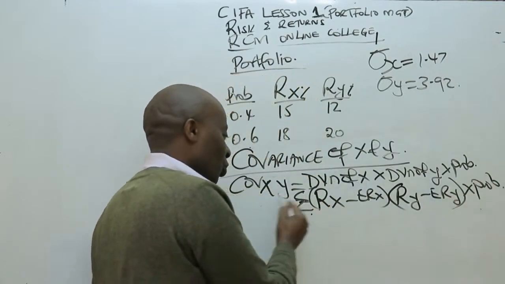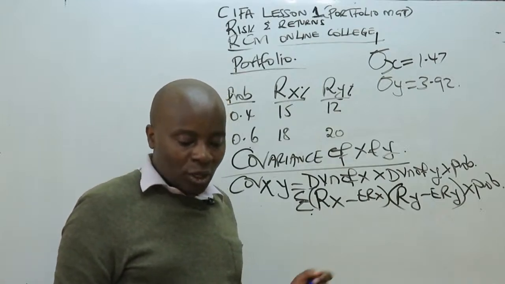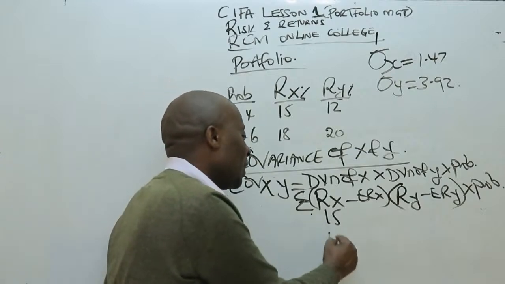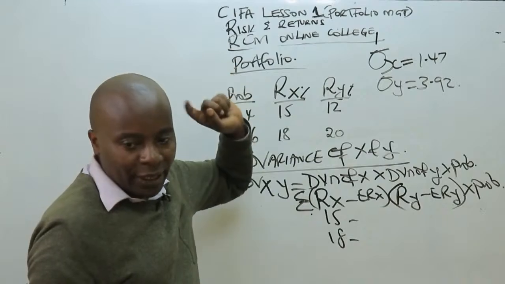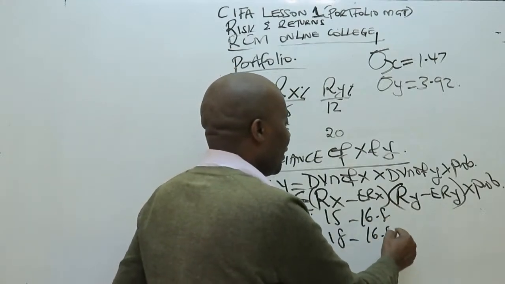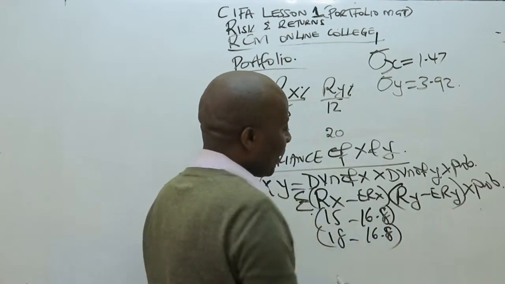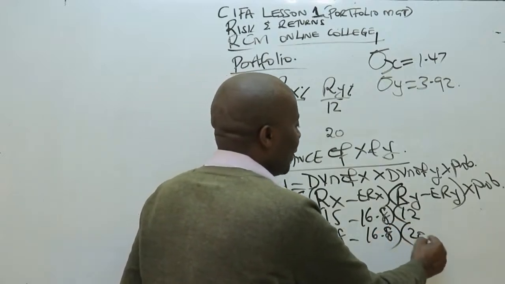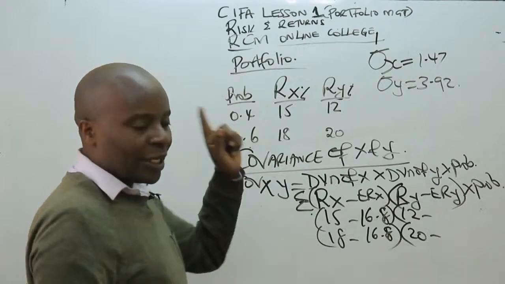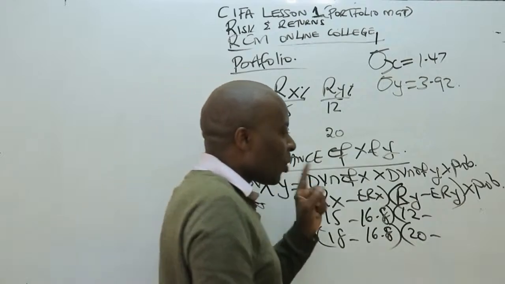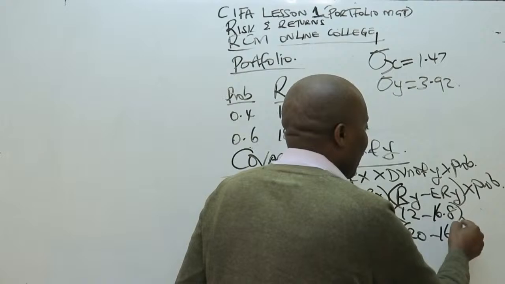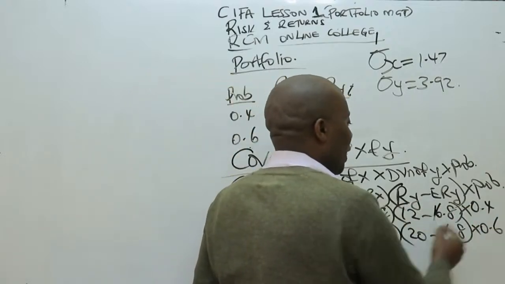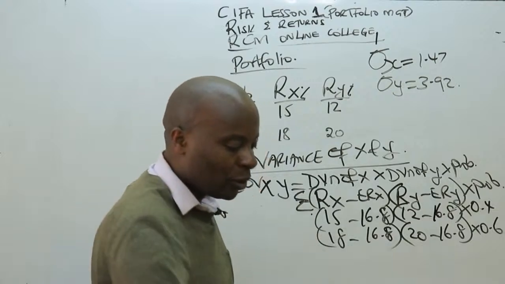Ladies and gentlemen, at the end of the day, of course, you must sum them. So come right away here and pick the actual returns of X, I have them here. We have 15, 18, minus expected returns. We have obtained them up there. Expected return here was 16.8. Remember, expected return doesn't keep on fluctuating. So come and pick the actual returns of Y. The actual returns of Y, we have 12, we have 20, minus expected returns of Y. We found that in part 1 of this question. The expected return of Y was 16.8 as well. Times the probabilities that we have here, which are 0.4 and 0.6.